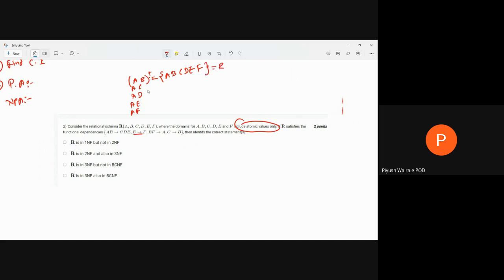We have to check other combinations also. AC: from C, I will get B, right? Then I get AB, and AB is already a key. So AC will also give me all of relation R, and AC is also a key. Are you getting it? If in the closure of AC I am getting AB, then it will automatically give me all the attributes.